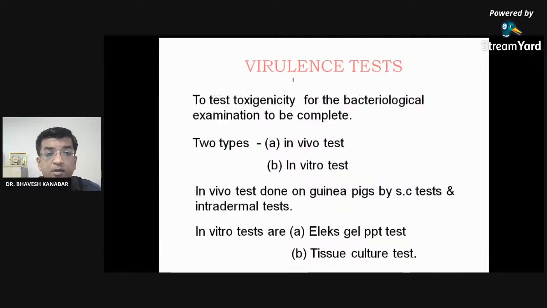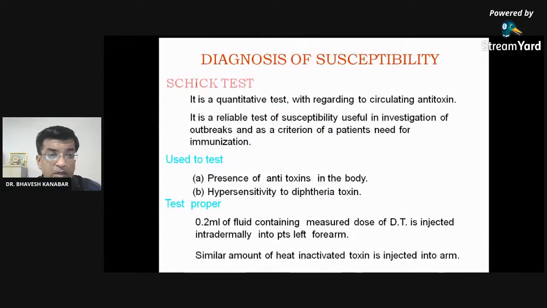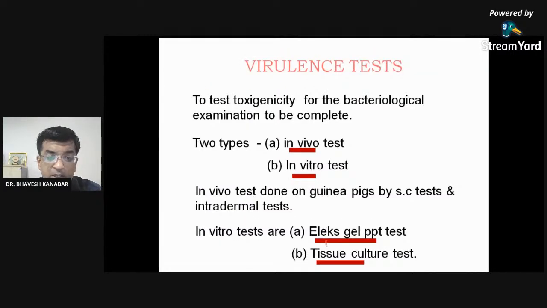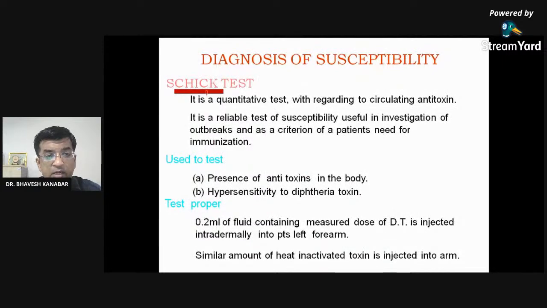Virulence test: there are two virulence tests, just remember the names. There are in vitro and in vivo tests. One is the Elek gel precipitation test, and the other is the tissue culture test. We are not going into the detail of these virulence tests because they are part of microbiology. Another name to remember is the Schick test. Just remember the names: Elek gel precipitation test and Schick test. In microbiology, short notes on the Schick test and Elek gel precipitation test are asked, right?